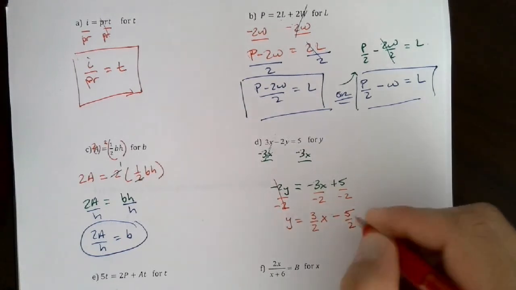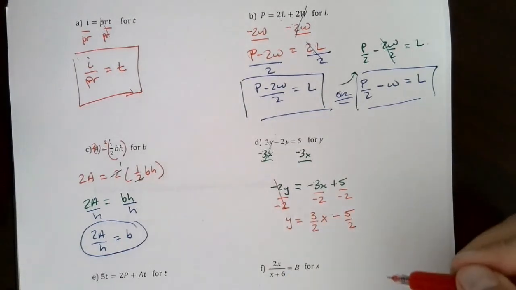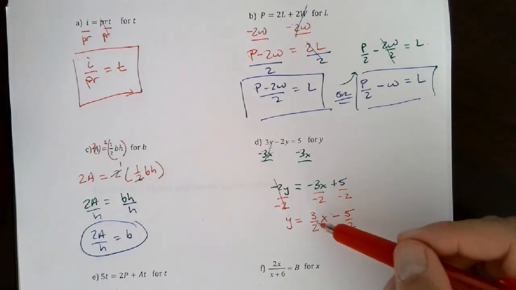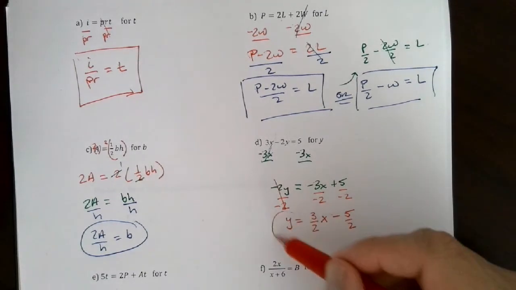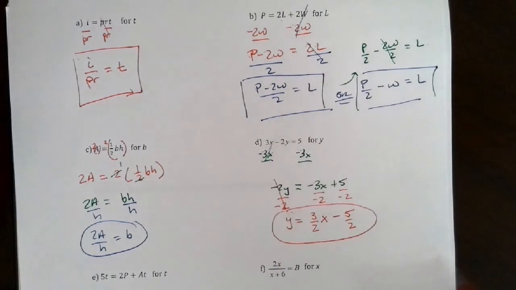A lot of times you might see in the directions, especially if you're working in MyMathLab, leave your answer in the form of fractions for any values in the problem. You would want to leave it like this. If it asks you to convert these to decimals, you could. But if it doesn't ask you to, I expect you to leave it as fractions. So we have y equals 3 halves x minus 5 halves.